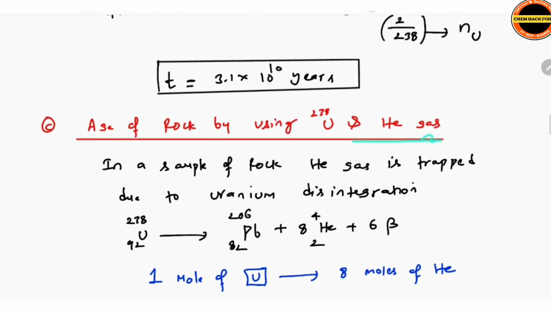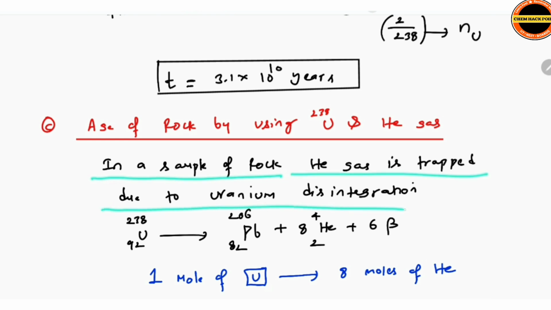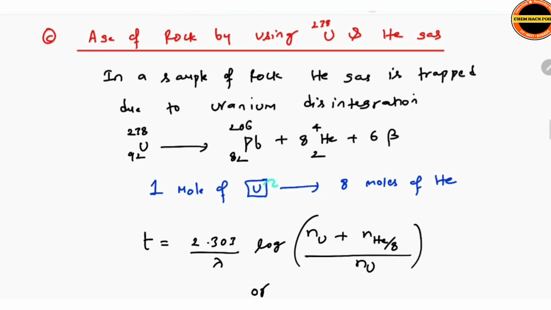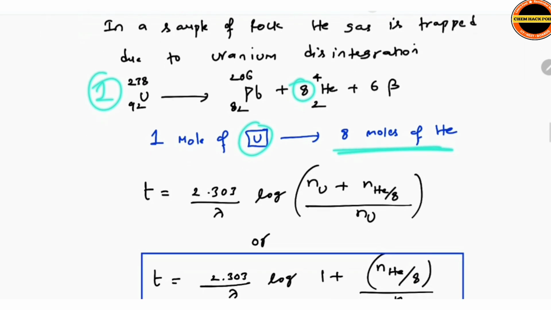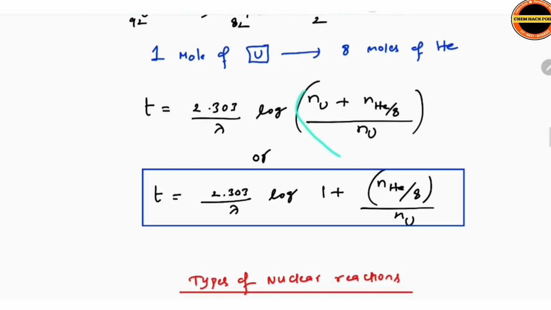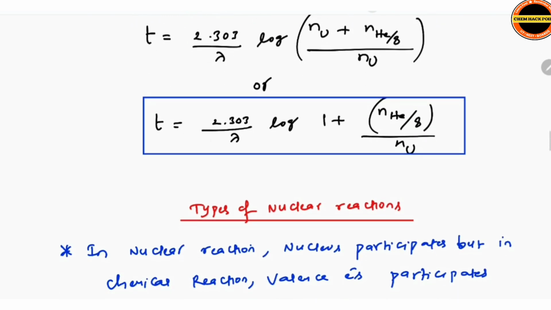Age of rock by using uranium 238 and helium gas. In a sample of rock, helium gas is trapped due to uranium disintegration. During uranium disintegration, an alpha particle, that is helium, is formed. 1 mole of uranium will give 8 moles of helium. So the formula here is 2.303 by lambda, log of the number of moles of uranium plus the number of moles of helium by 8, by the number of moles of uranium, or you can write this as 1 plus the number of moles of helium by 8 by the number of moles of uranium.